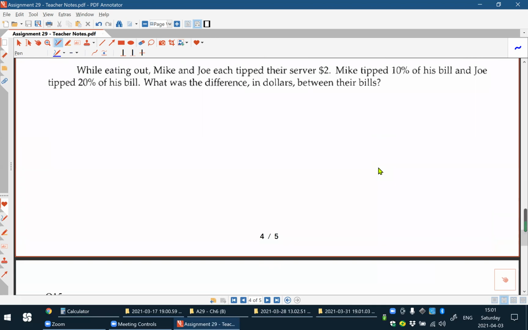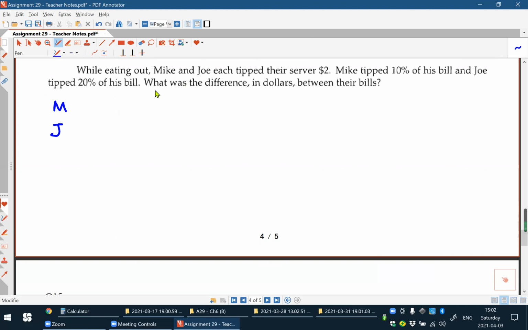While eating out, Mike and Joe each tipped their server $2. Mike tipped 10% of his bill and Joe tipped 20% of his bill. What was the difference in dollars between their bills? Okay, suppose Mike's bill is M and Joe's bill is J.